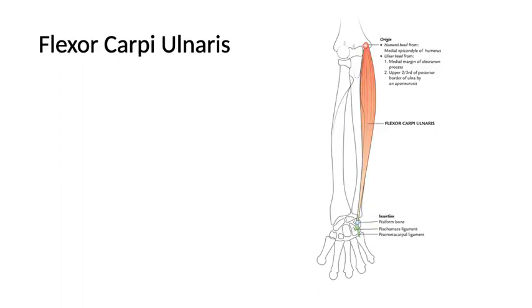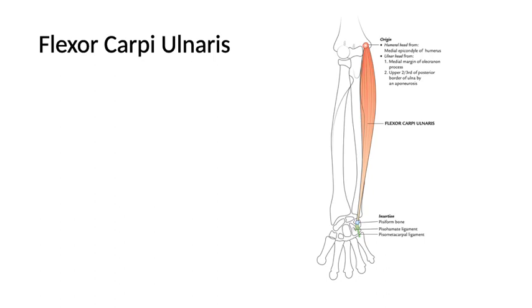Flexor carpi ulnaris. This muscle has also got two heads, a humeral head, that is a common flexor origin, and an ulnar head. Ulnar head is from the olecranon process. Insertion is into the hook of the hamate and the base of the fifth metacarpal bone. In this tendon lies a sesamoid bone known as the pisiform bone.